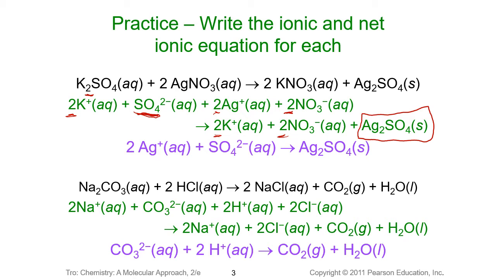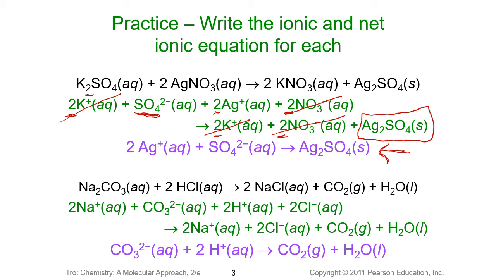To cancel our spectator ions, we have potassium on both sides of the reaction. We also have nitrate on both sides of the reaction. So those are going to be our spectator ions and don't get written in our final net ionic equation. The silver and the sulfate become Ag2SO4. And this is our net ionic equation.